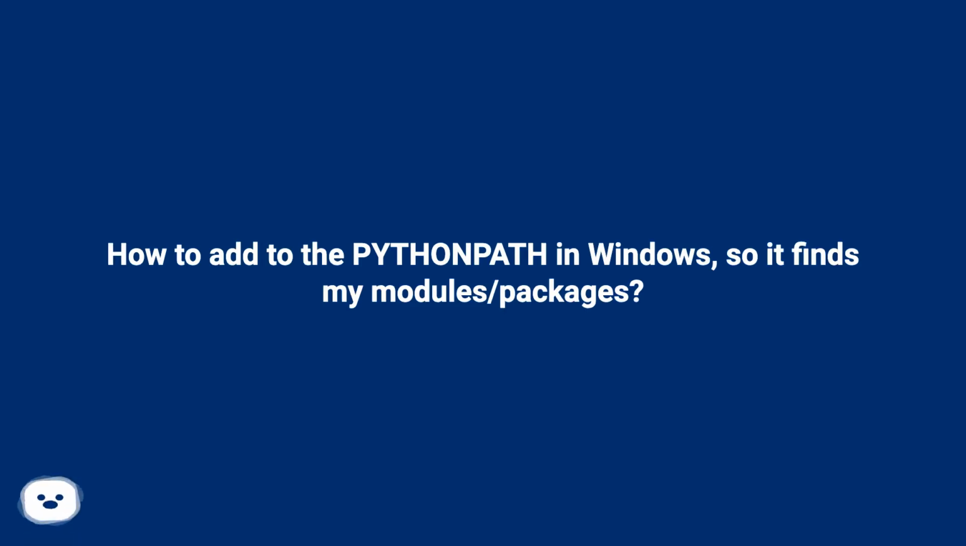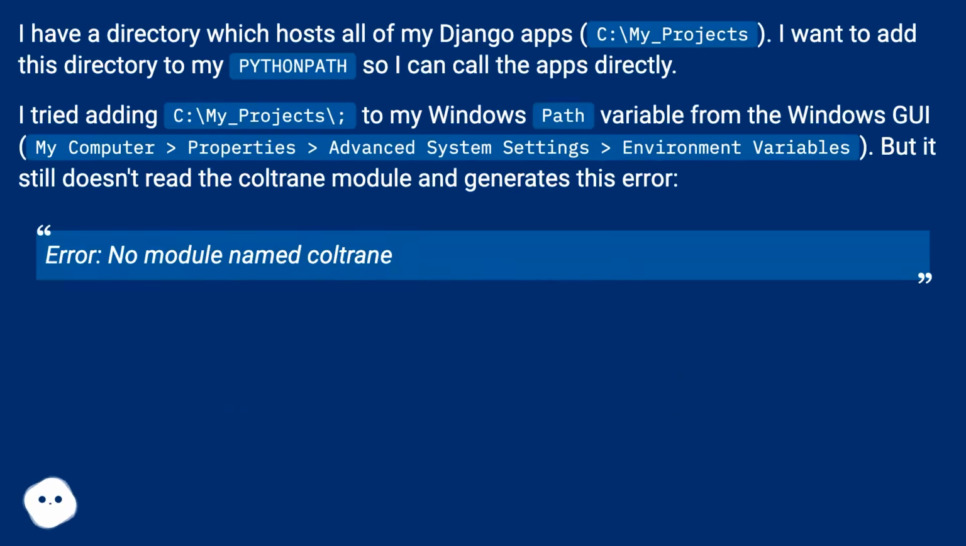How to add to the Python path in Windows, so it finds my modules/packages? I have a directory which hosts all of my Django apps, c:\my_projects. I want to add this directory to my Python path so I can call the apps directly.